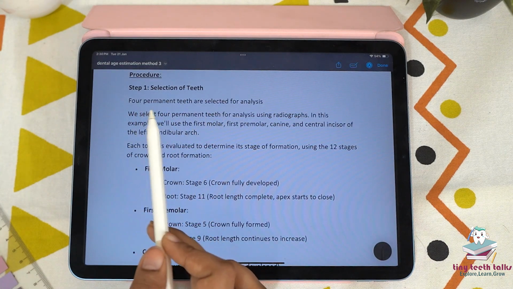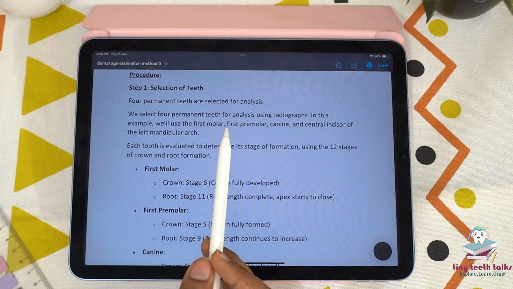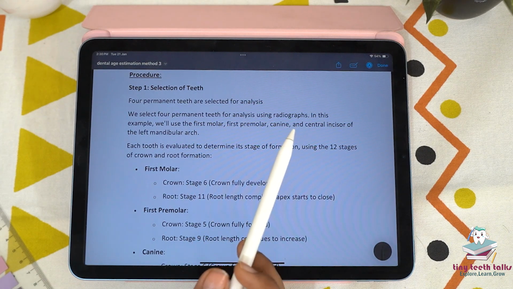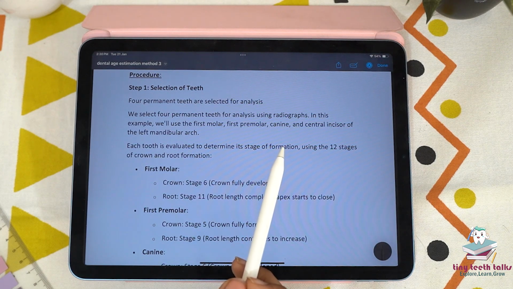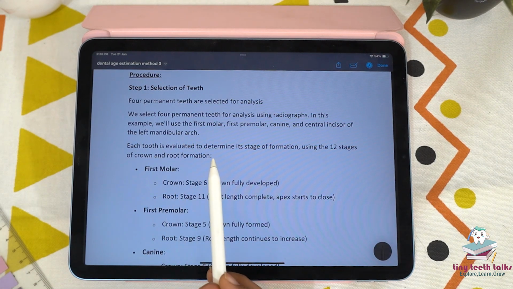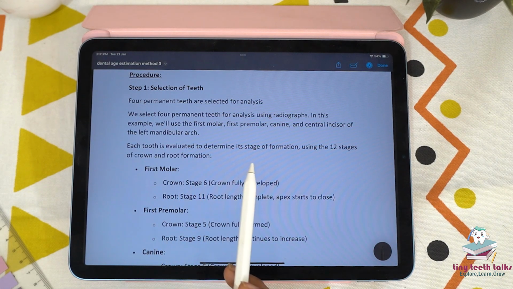Okay, the procedure. First, selection of the teeth. 4 permanent teeth are selected for analysis using radiographs. In this example, we will use the first molar, first premolar, canine, and central incisor of the left mandibular arch. Each tooth is evaluated to determine its stage of formation using the 12 stages of crown and root formation.